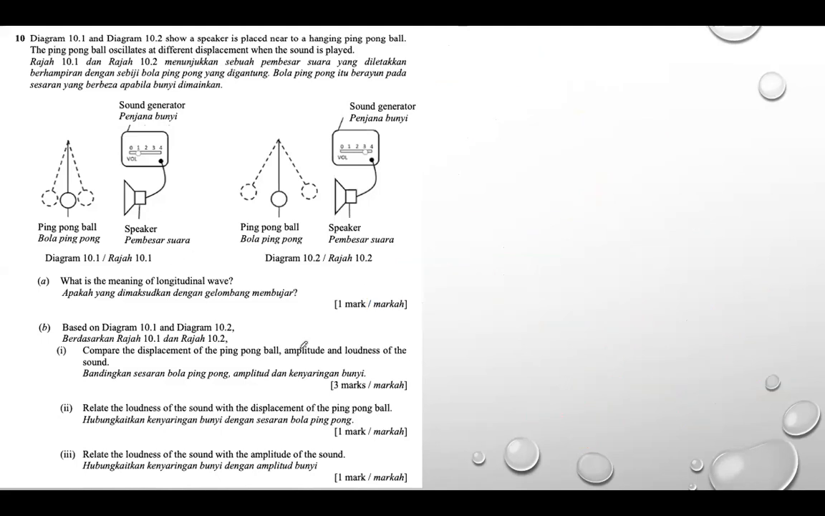Okay, compare the displacement of the ball, amplitude and loudness of the sound. I mentioned this. Please make sure you write it in point 4. Displacement of ping pong ball, 10.1 is less than 10.2. Same thing with the amplitude, same thing with the loudness. Ketiga-tiga pun sama. 10.1 is less than 10.2 or 10.2 is greater than 10.1. I want to talk about loudness, sebab ramai orang cakap louder. 10.2 is louder than 10.1. 10.1 is softer than 10.2. Once again, please don't use the words that are haram. Use the words that are specific and very easy to use. It's universal words.